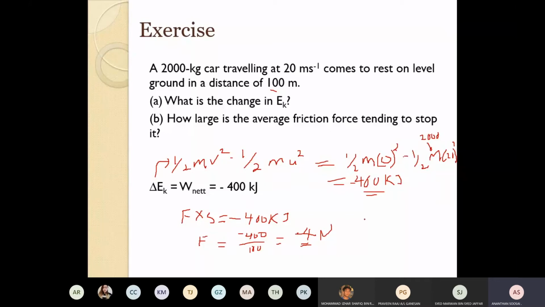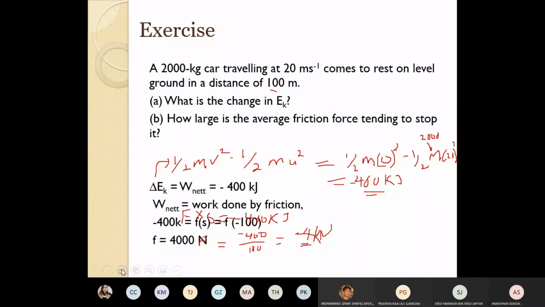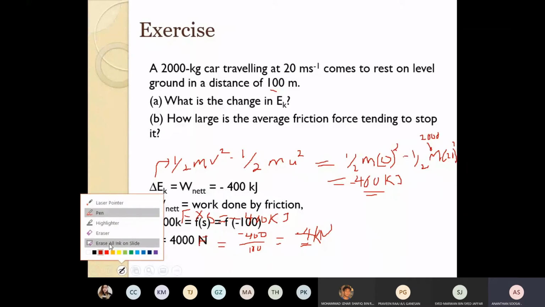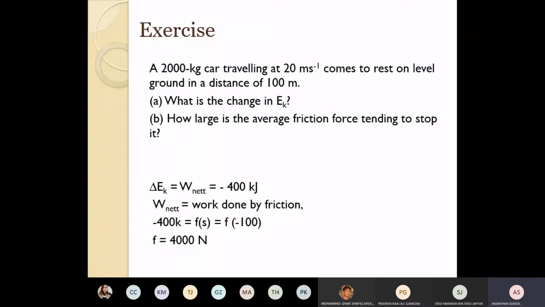Negative terms is opposing force. So the negative sign is by the friction. So F you get 4 kilonewton, since it's 400 kilojoule over 100 meter. So 4,000 Newton. Okay, so this is how the working should be. The gain in kinetic energy is negative, so the force you'll get will be negative, but you take it as positive. So frictional force is 4,000 Newton, only the magnitude.